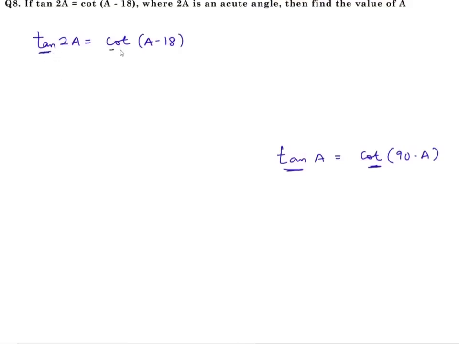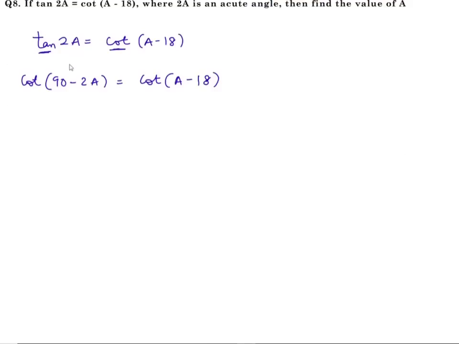Now I should have the same ratio on the LHS and RHS. I'll convert this tan ratio in terms of cot. So tan 2a can be written as cot of (90 minus 2a) equals cot (a minus 18). The complement of tan is cot. Tan a is cot of (90 minus a). Here 2a is there, so I have written 2a. Now equate the angles: 90 minus 2a equals a minus 18.